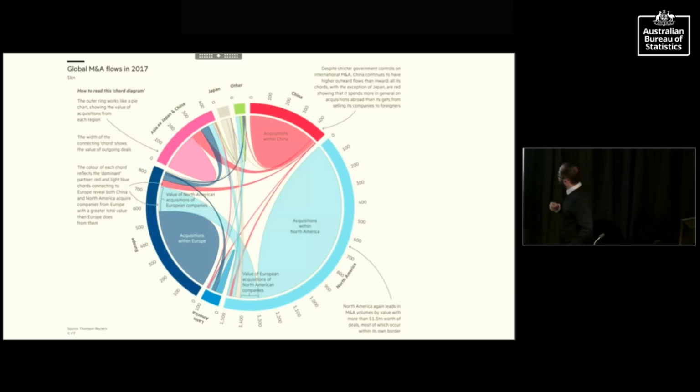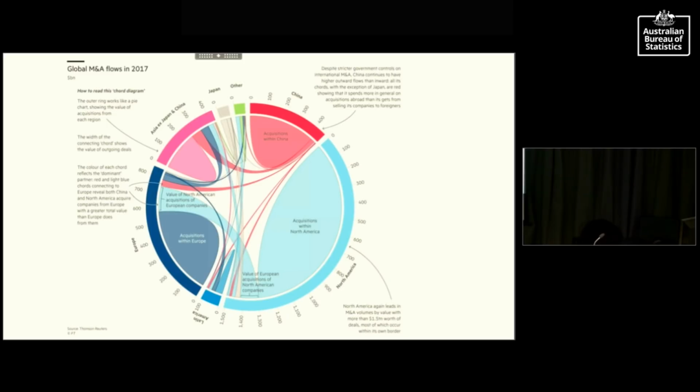So what you've got here, this is the value of European acquisitions of North American companies. So this size here represents companies in the US that were acquired from Europe. And the reverse end of this shows you the other way around, the value of North American acquisitions of European companies. And because this wedge, because the US acquired more European companies than European companies acquired North American, it wins the colour. So what it basically means is this relationship here is dominant in favour of North America.